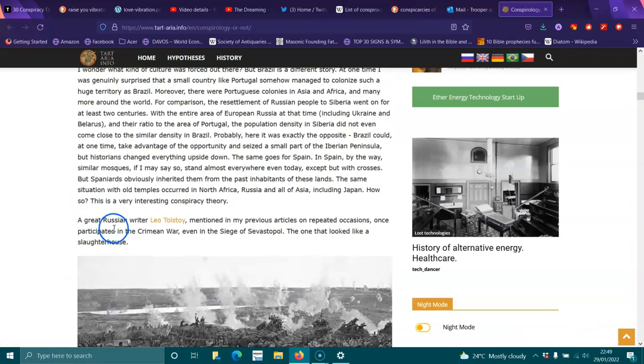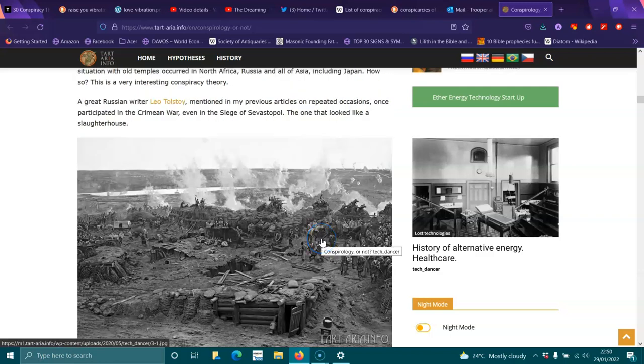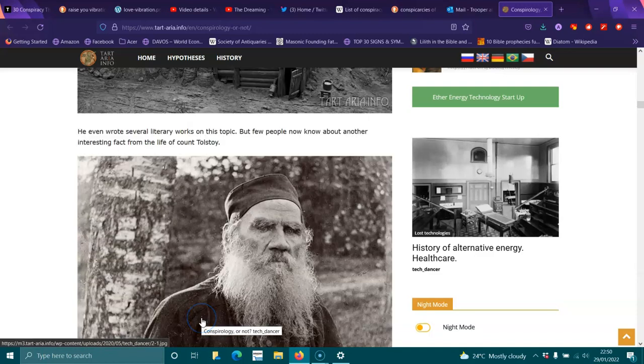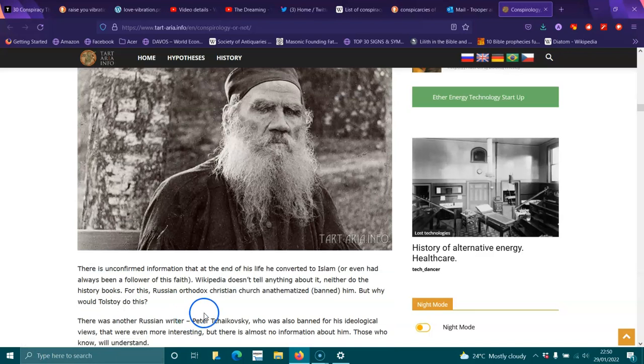A great Russian writer, Leo Tolstoy, mentioned in my previous articles on repeated occasions, once participated in the Crimean War, even in the siege of Sevastopol, the one that looked like a slaughterhouse. He wrote several literary works on the topic, but few people now know about an interesting fact from the life of Count Tolstoy. This is unconfirmed information that at the end of his life he converted to Islam, or even had always been a follower of this faith.